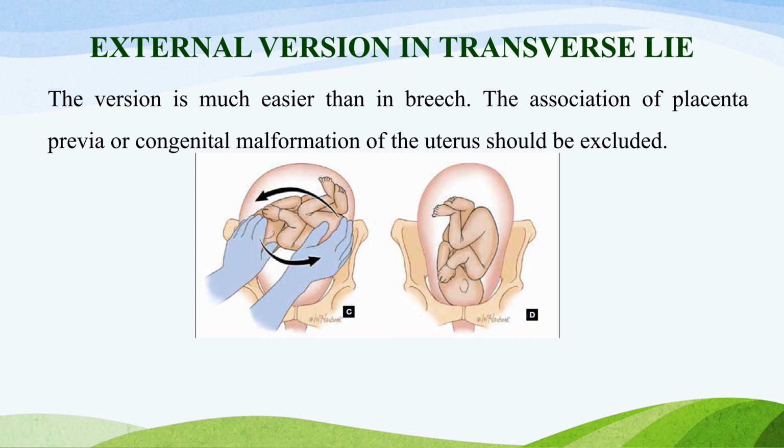In this version, the association of placenta previa or congenital malformation of the uterus should be excluded, because in placenta previa or congenital malformation, there is a chance that the baby is in the transverse lie. So to avoid further complications, you need to identify whether the woman is having placenta previa or any congenital malformation that makes the baby lie transverse.